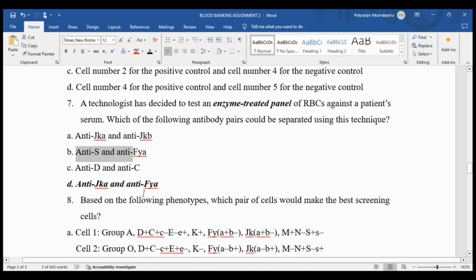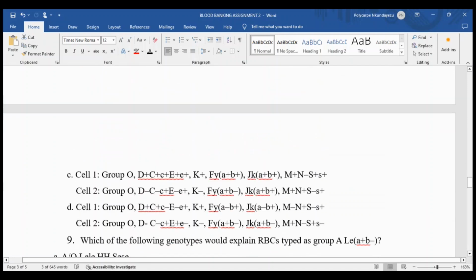So Jk and Fy must be used, because Kidd cannot be touched or deactivated, but it is enhanced by enzyme treatment. But Duffy A is already destroyed by enzyme treatment. So the option D is good for us in this case.